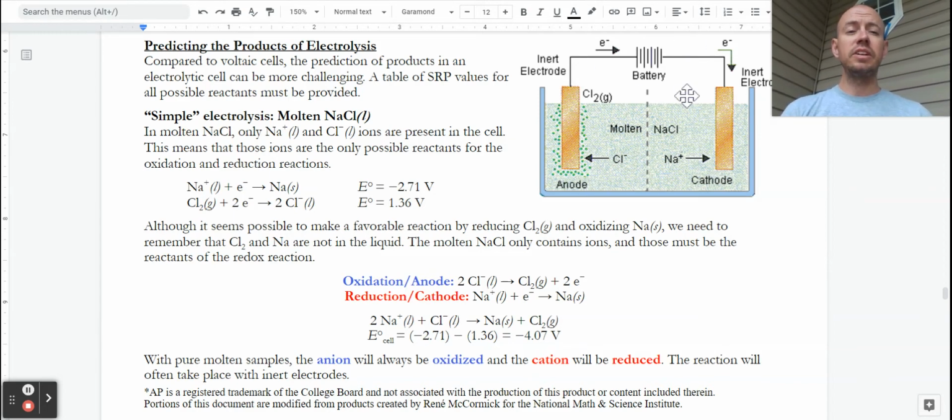I would use a battery or an outside voltage source to force the electrons to leave here and come over to there. And that would turn my sodium and chloride ions into solid sodium and chlorine gas. I would take my reduction potential at my cathode minus my anode reduction potential to get a negative 0.407 volts. We have to put in a lot of voltage for this to happen.